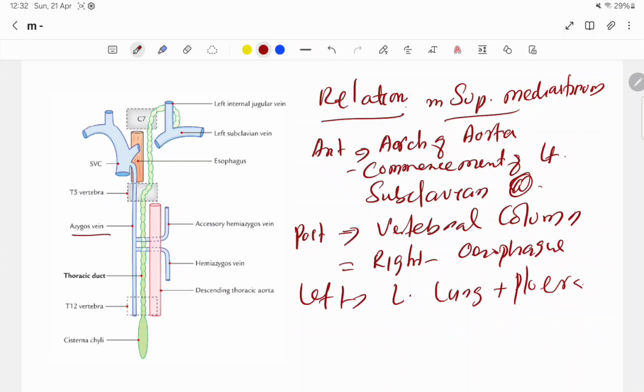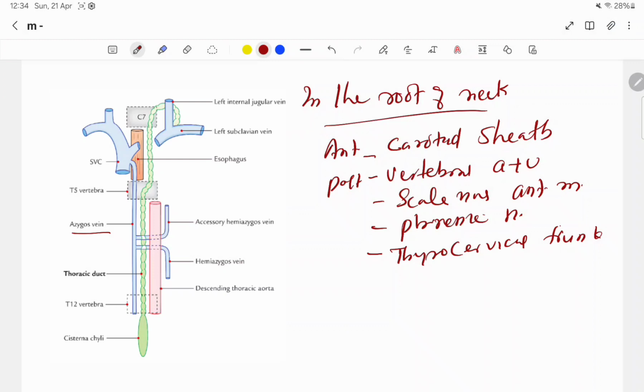Now let us see the structures related in the superior mediastinum. Anteriorly we have the arch of the aorta, then the commencement of the left subclavian artery. Posteriorly is the vertebral column, to the right side we have the esophagus, and to the left side we have the left lung and left pleura. Now let us see the structures related at the root of the neck. Anteriorly we have the carotid sheath, posteriorly we have the vertebral artery and vein, the scalenus anterior muscle, phrenic nerve, and the thyrocervical trunk. The thyrocervical trunk is a branch of the subclavian artery.